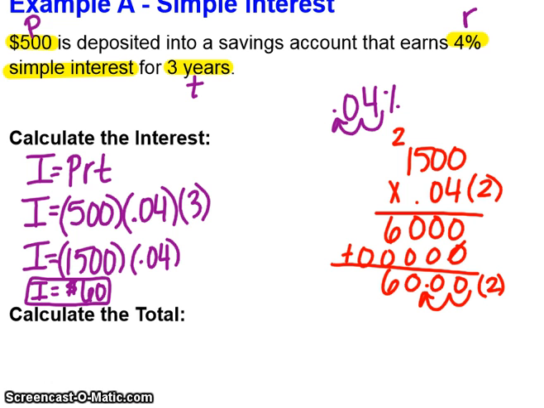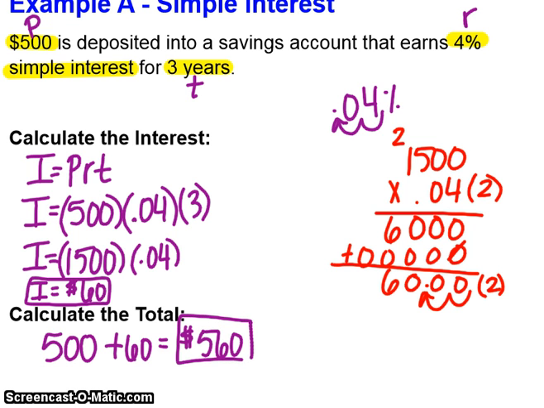So if I started off with $500 and then the bank gave me $60, I want to add those to find the total. And so my total in my account now is $560. So to find the total, all I had to do was start with my original amount and add my interest.